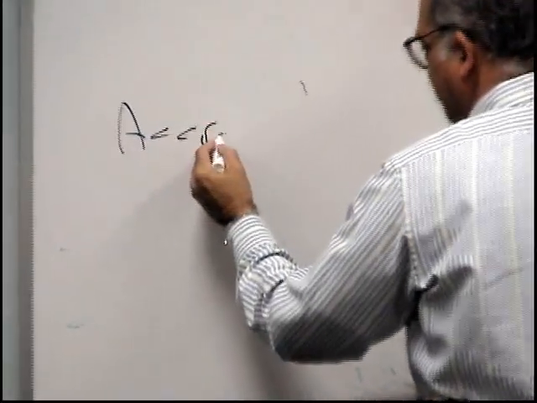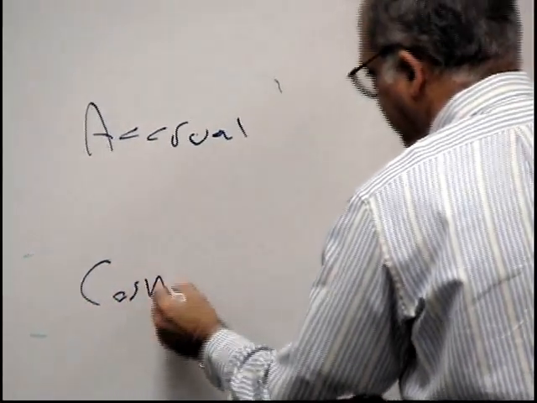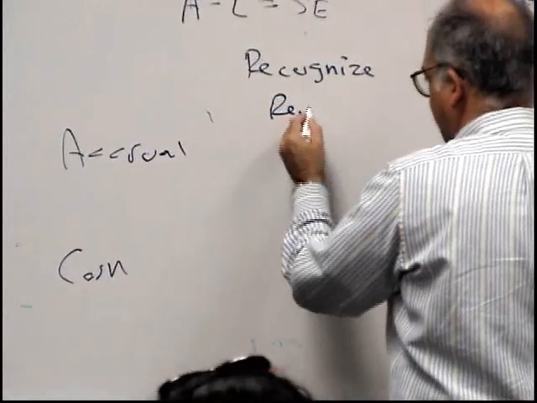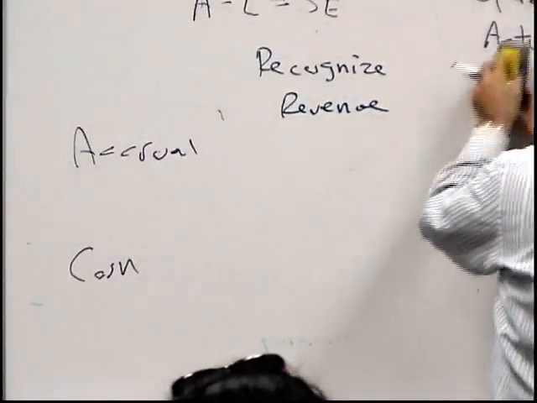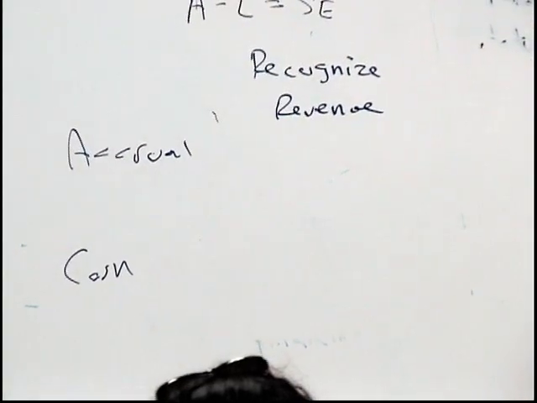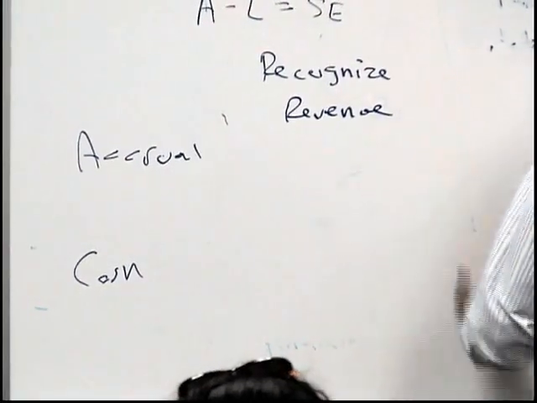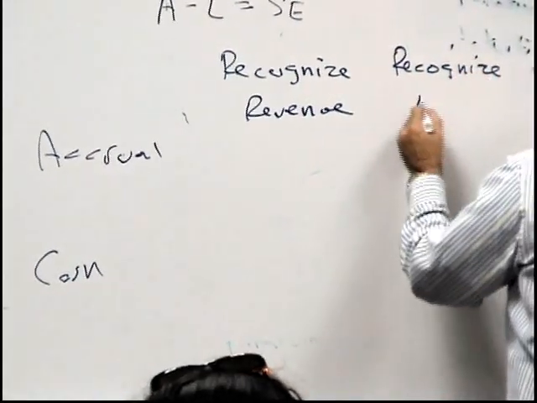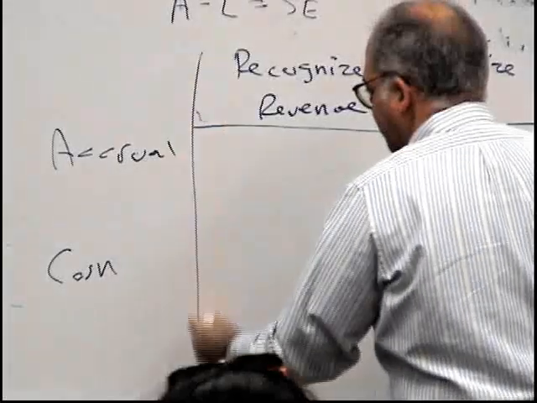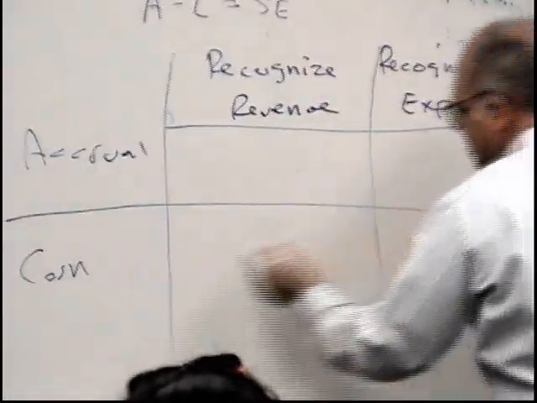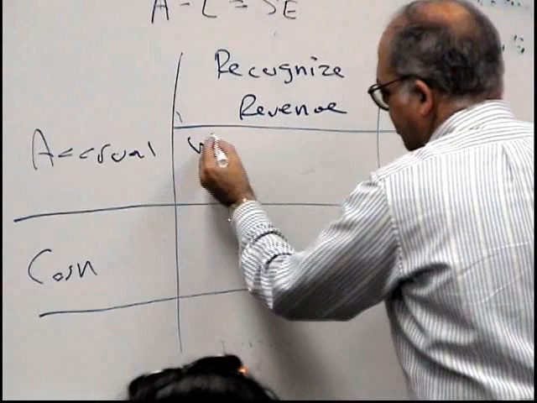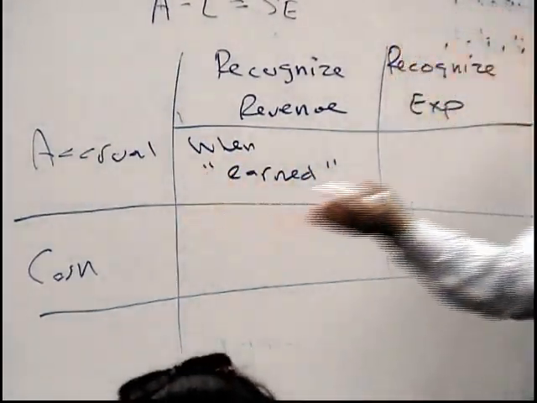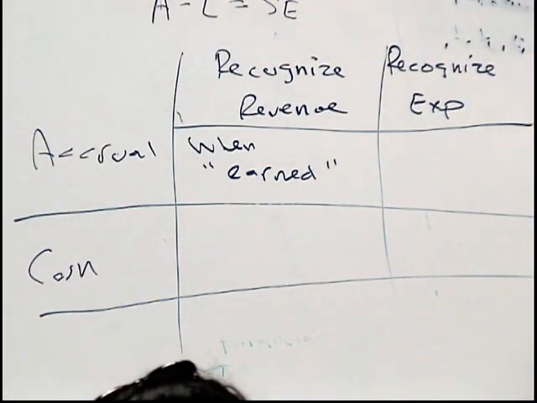Okay. Here's accrual. Here's cash. Here's when do we recognize revenue? And when do we recognize expense? Under the accrual concept, we recognize revenue when it's earned. Like you said, when we ship the goods, provide the service, even if we don't get the cash.